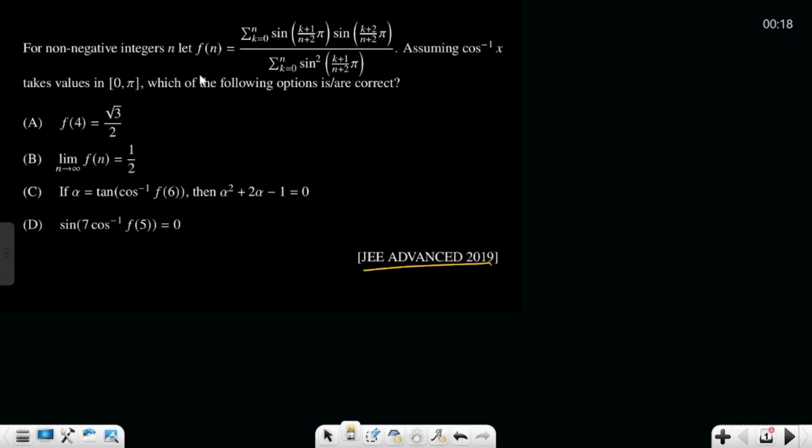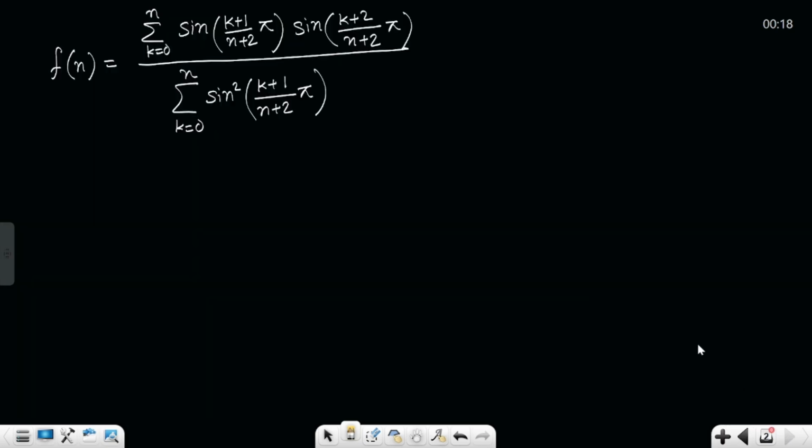So, we need to simplify this f_n first. Then, we need to check for the correct options. This is a multi-correct option type problem. That means one or more options can be correct. So let's start. I have written this f_n on the next page here. We need to simplify this first.